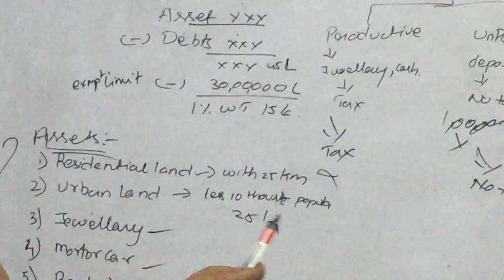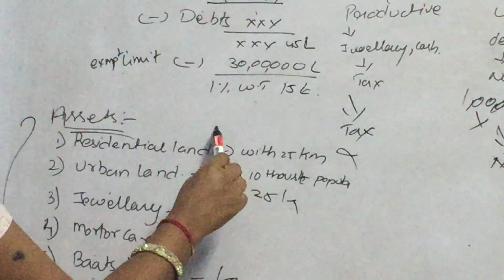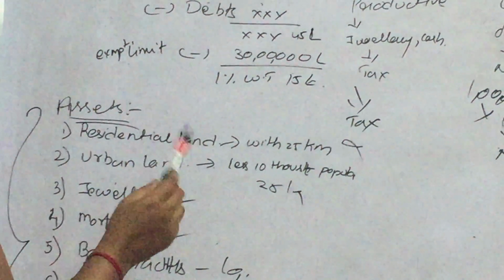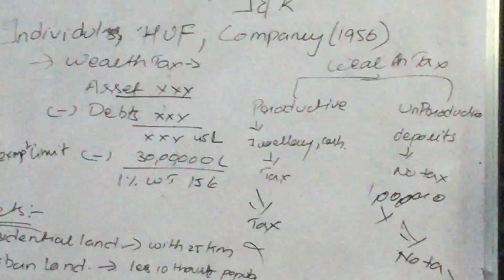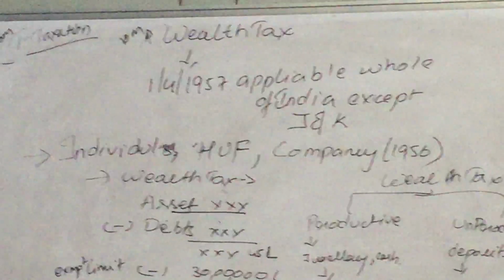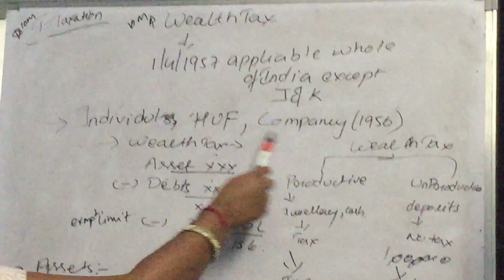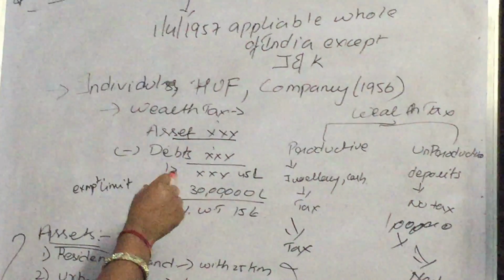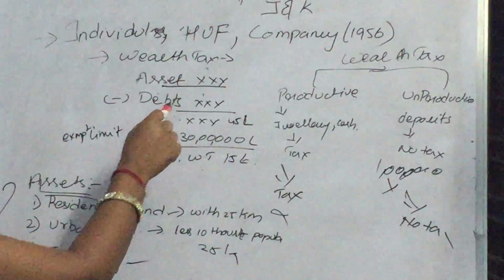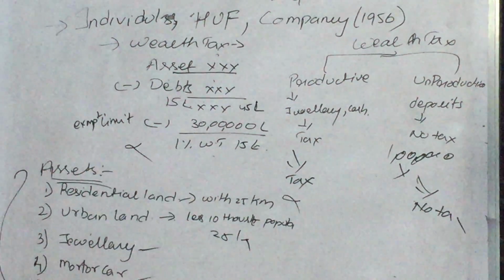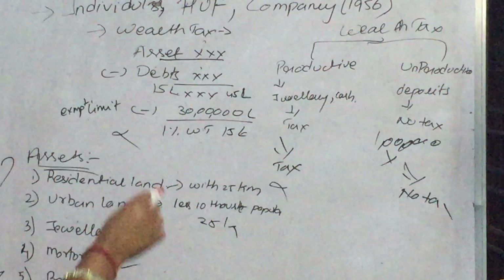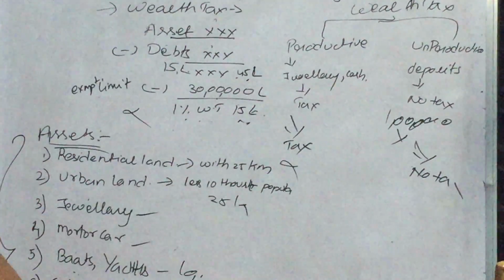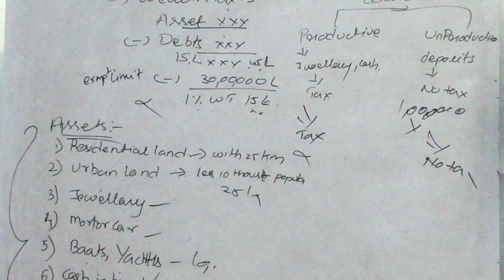And what are debts? Suppose I use this residential land for construction and take a loan from the bank, that loan will be deducted. So wealth tax is a direct tax, very important for the government, where the assessee pays directly to the government. With a 30 lakhs exemption, if the net assets are below the limit, I should not pay any wealth tax. So 45 lakhs minus 30 lakhs, 1% on 15 lakhs, is the wealth tax payable to the government.